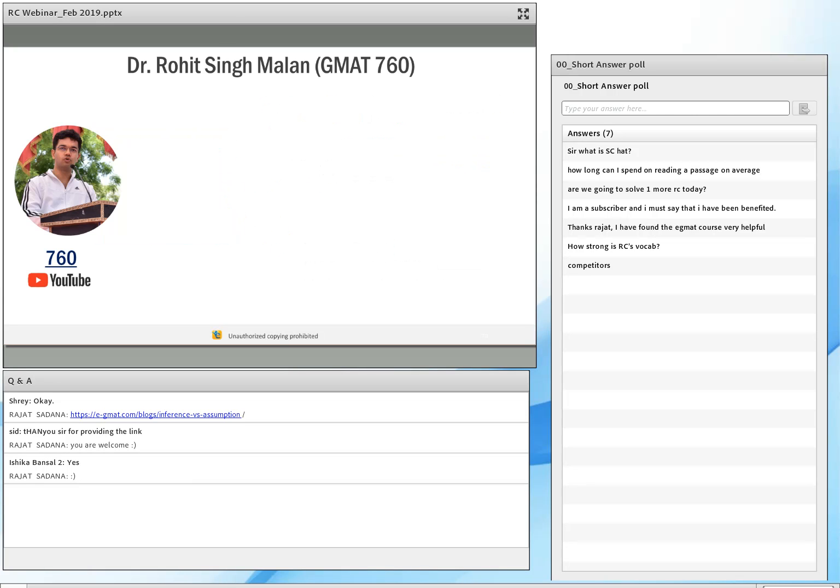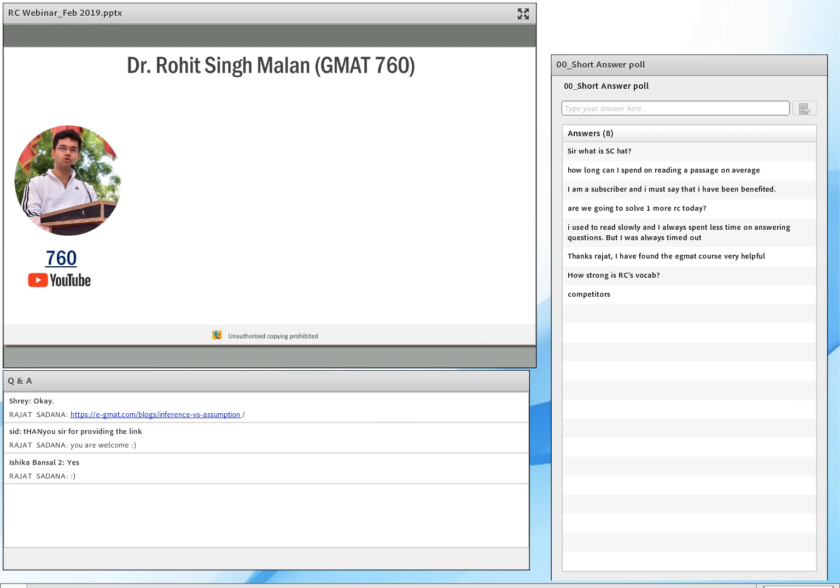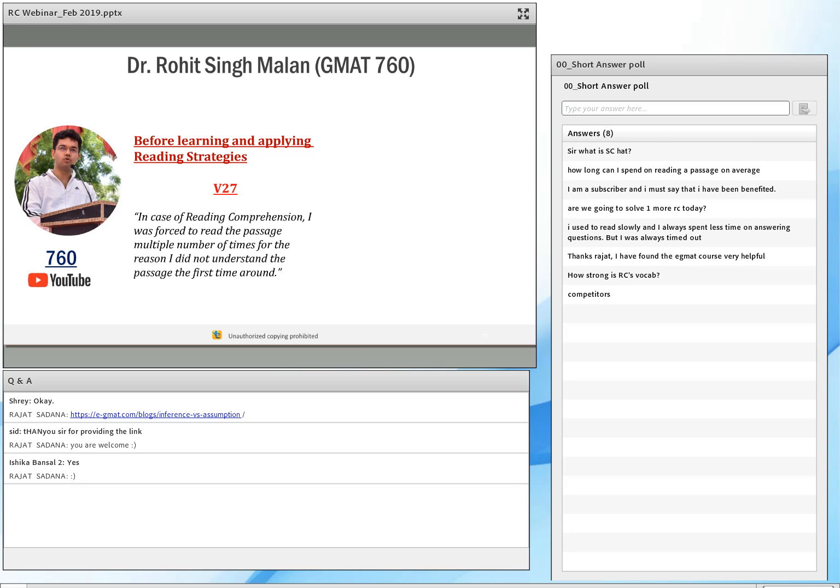There's another guy, Dr. Rohit Malan. He's an IAS officer, or IDES officer, so defense officer, which is the same cadre as IAS. He took the GMAT twice. First time he didn't do as well, and he scored a V27. He says, in case of reading comprehension, I was forced to read the passage multiple times because I didn't understand the passage the first time around.